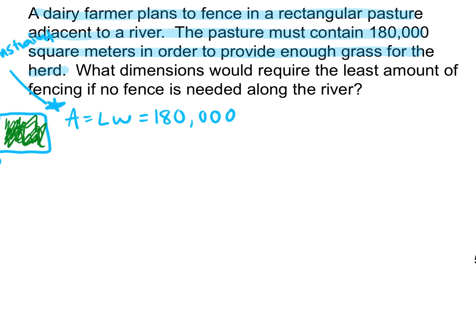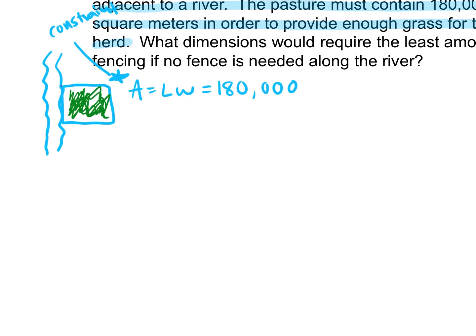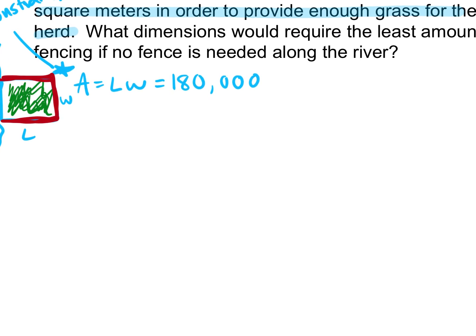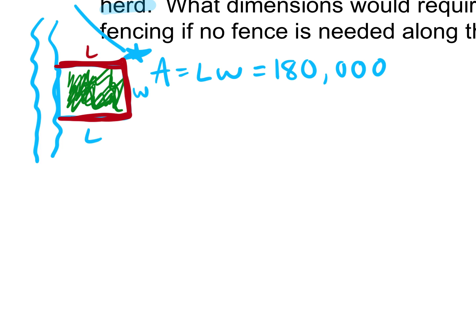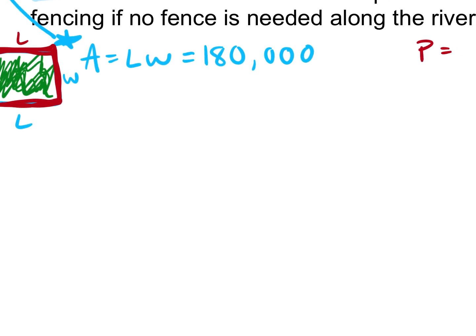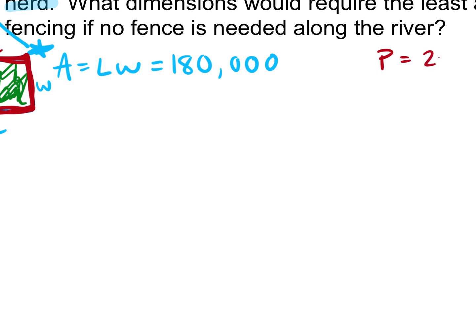Next, let's look at our second equation. What dimensions would require the least amount of fencing if no fence is needed along the river? So we're talking about the amount of fencing we have if no fence is needed along the river. So we've got fencing on 3 sides of our rectangle. So we're dealing with the perimeter formula, but it's just the perimeter of 3 sides. So we can call it length plus width plus length, or it would be 2L plus W, because we've got 2 lengths there.